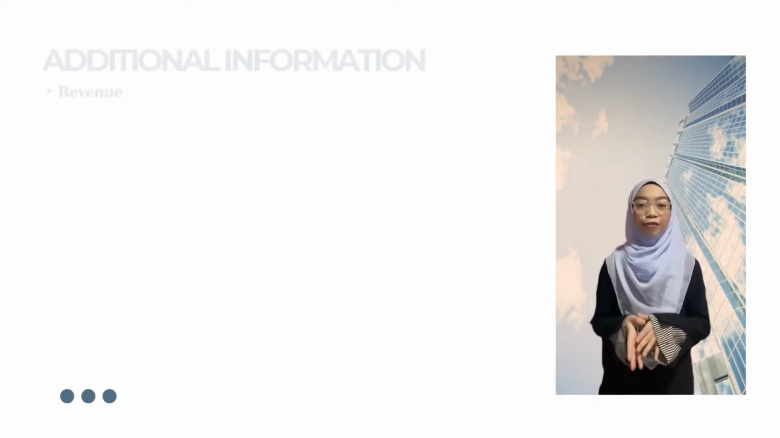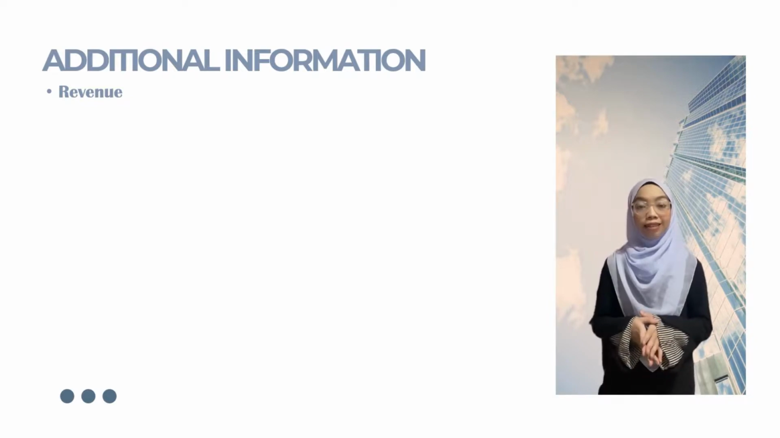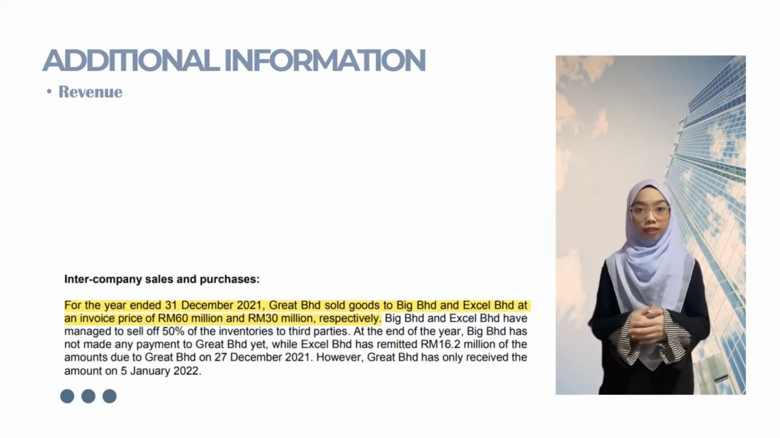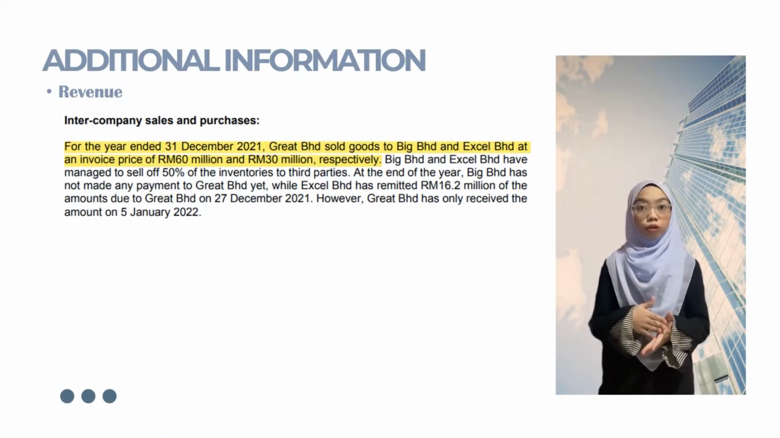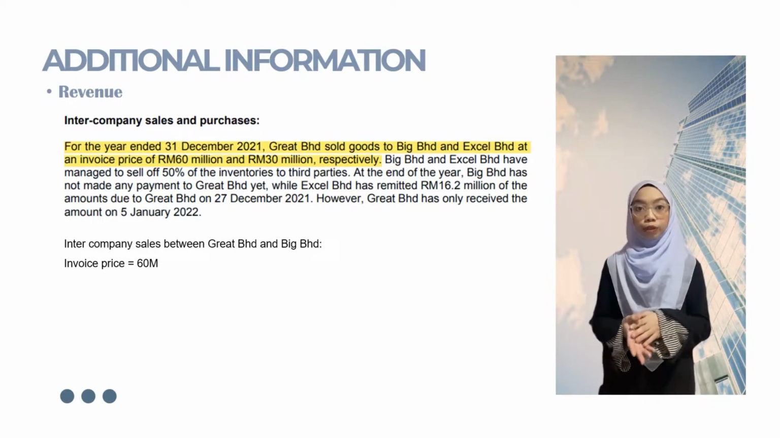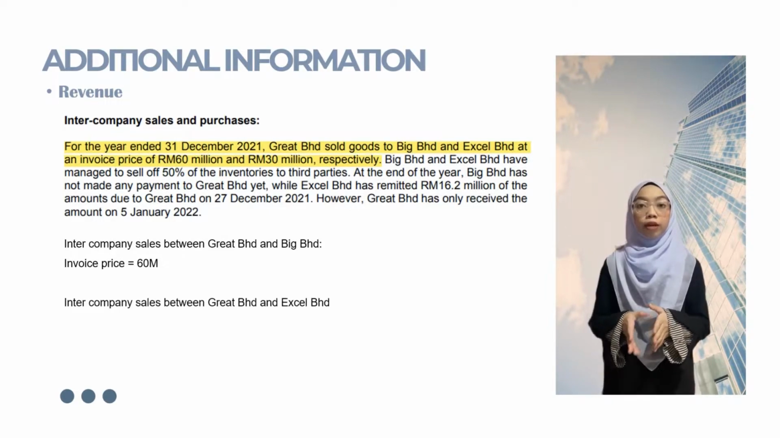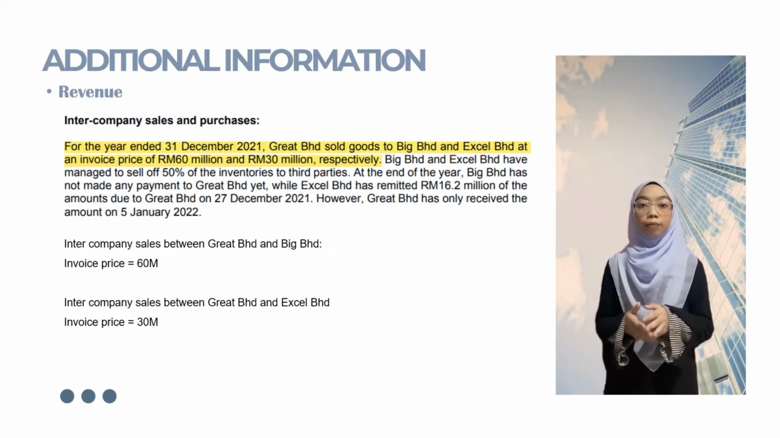Based on the additional information given, it was stated under the intercompany sales and purchases that Great Berhad sold goods to Big Berhad and Excel Berhad at an invoice price of 60 million ringgit and 30 million ringgit respectively. Therefore, the intercompany transaction between Great Berhad and Big Berhad amounted to 60 million ringgit and between Great Berhad and Excel Berhad amounted to 30 million ringgit, which must be eliminated against the total revenue of the subsidiary companies.